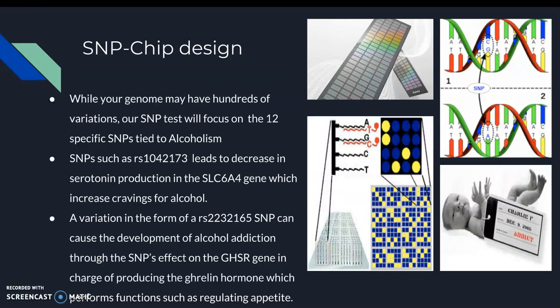The gene affected by this variation is the GHSR gene that regulates ghrelin, a hormone that is involved with reward and pleasure in the hypothalamus, and in this case makes the carrier of this variation more susceptible to addictive behaviors such as alcohol addiction and overeating.